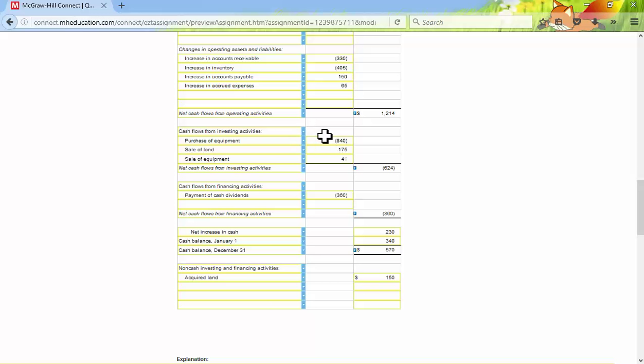And there it is, the purchase of equipment. Purchase is an outflow of cash, 840. We've got it. Now they also say that we have to account for a sale of equipment, 41. Where in the heck are they talking about from that?